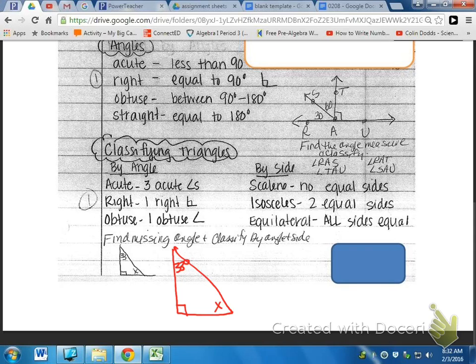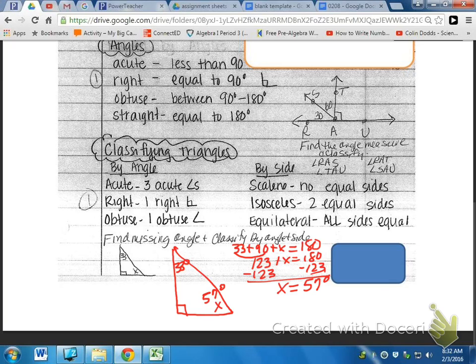What you would have to do when you see these problems is set up your equation. You're going to say 33 plus 90 plus X. How much does that equal? 180. You're going to combine these two, so that'd be 123 plus X equals 180. You can solve for X by subtracting 123. And you're going to tell me X is 57.